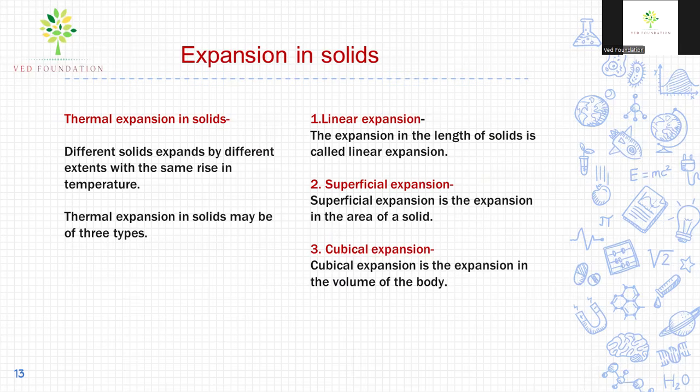Thermal expansion in solids may be of three types: linear expansion, superficial expansion, and cubical expansion. First, linear expansion. The expansion in the length of a solid is called linear expansion. Second, superficial expansion. Expansion in the area of a solid is called superficial expansion. Third, cubical expansion. The expansion in the volume of a body is called cubical expansion.